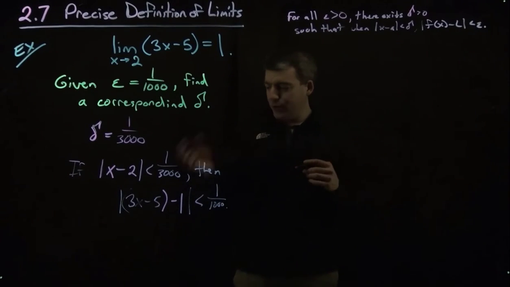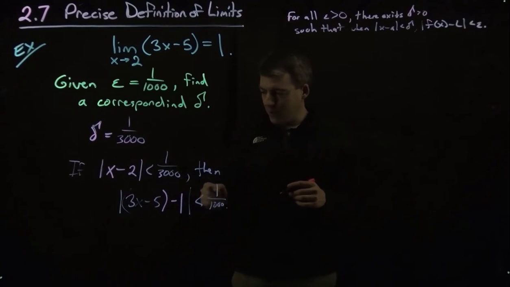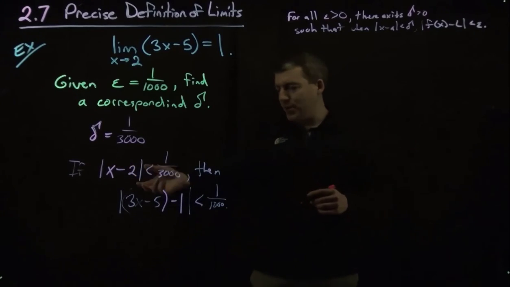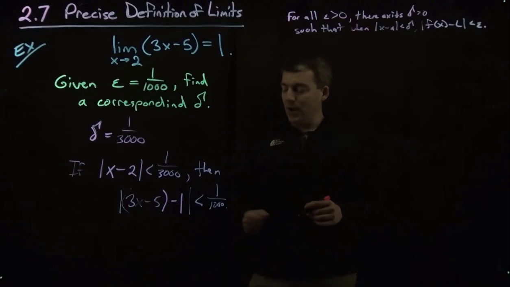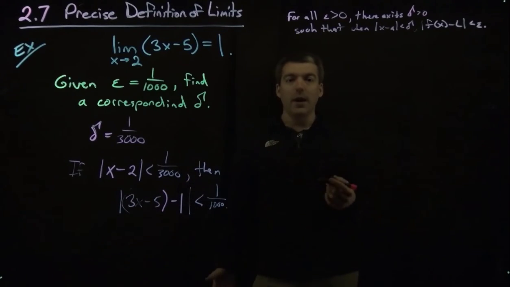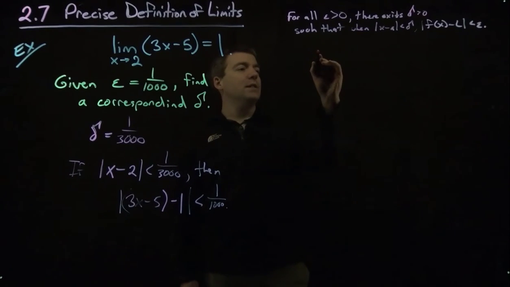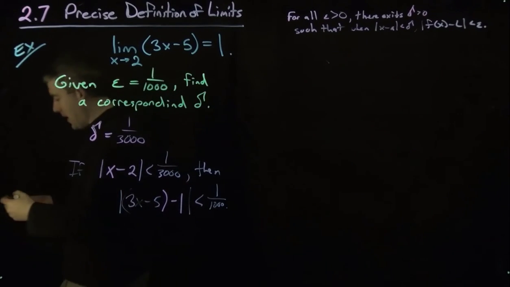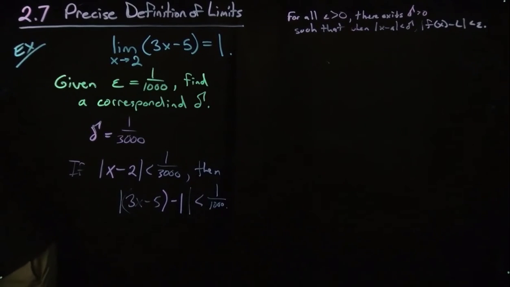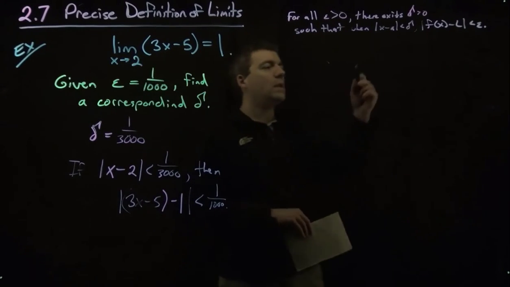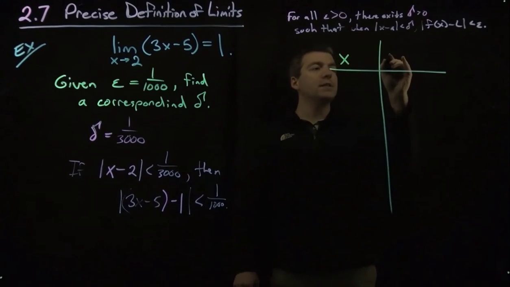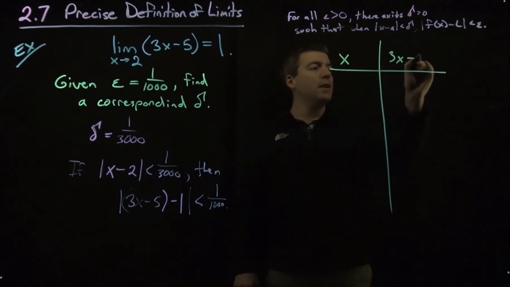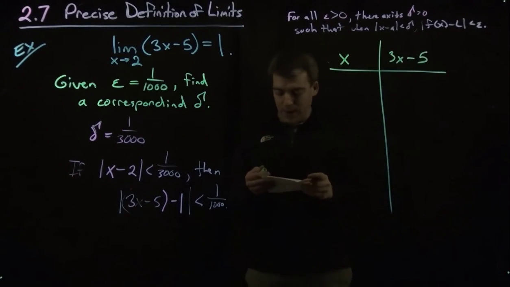All right, and we can show this is true for this particular situation. We can take x values within 1/3000th of 2, and then plug them into the function and show that these values are within 1/1000th of 1. Right? So I've done this. Let's go ahead and take a look at that. So we'll take some x values, and here we have f of x, so 3x minus 5. And I'm just going to pick a couple of values here.